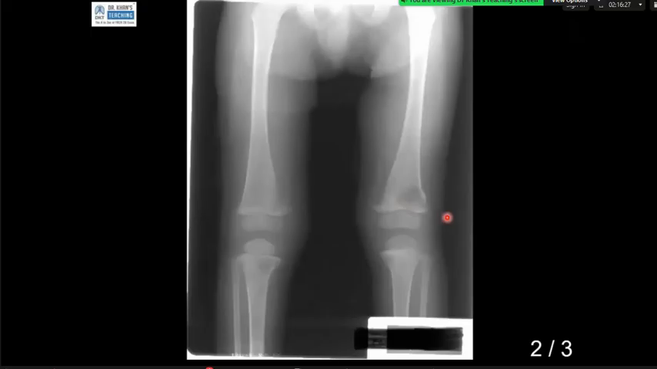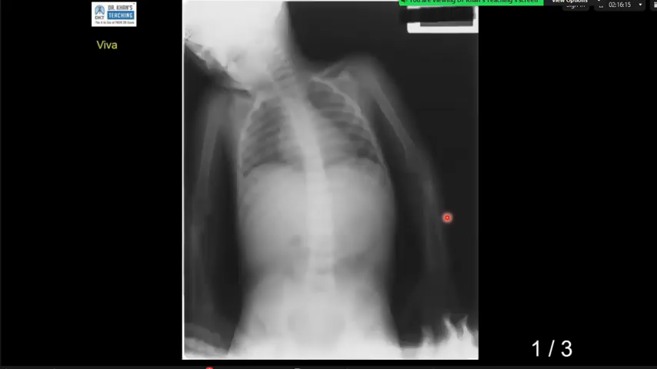According to the patient's age, is skeletally immature. I will think about metastasis. It could be due to metastasis from neuroblastoma tumor if the patient is a known case. Okay, now this is the X-ray of the patient.